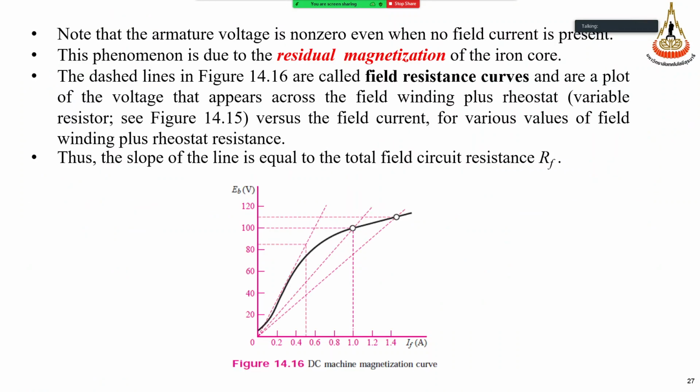Okay, this is just to give you some information that in practice, when the machine is not operated, the flux does not go to zero. There is some residual flux or residual magnetization here. So for a DC motor or DC generator, there is some excess flux after we operate; it does not go to zero.